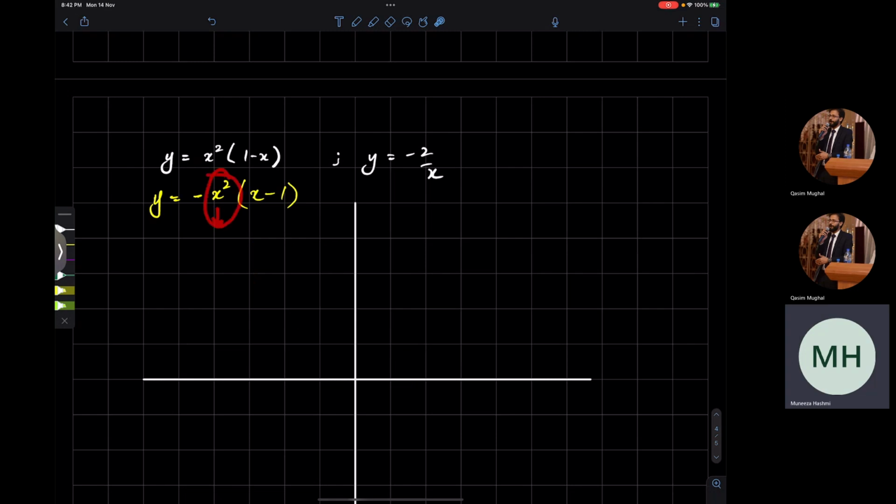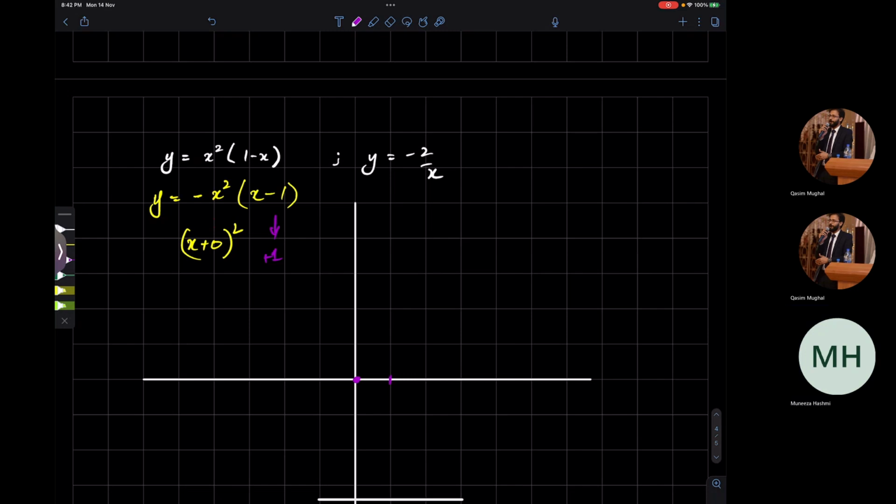This is a squared factor. So basically it is, if I rewrite this down as x plus 0 whole squared, so basically it is going to be tangent at x equals 0. And then it is going to cut through the x-axis at positive 1. So this is how the graph is going to be. So it is going to be tangent at x equals 0.